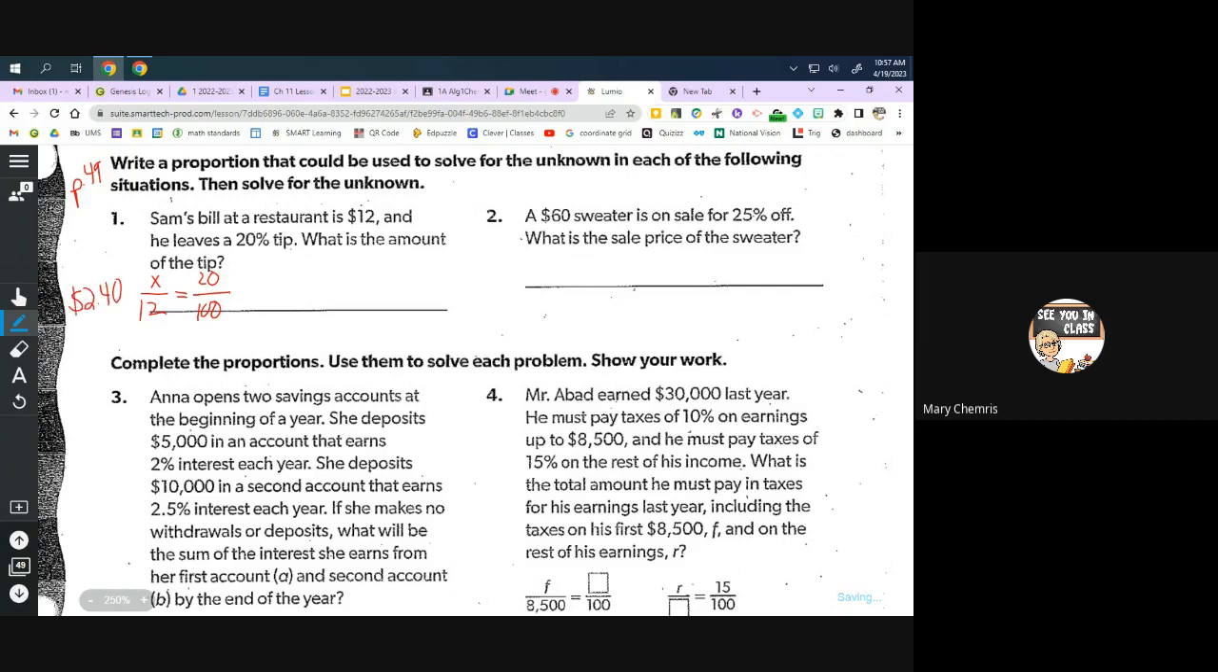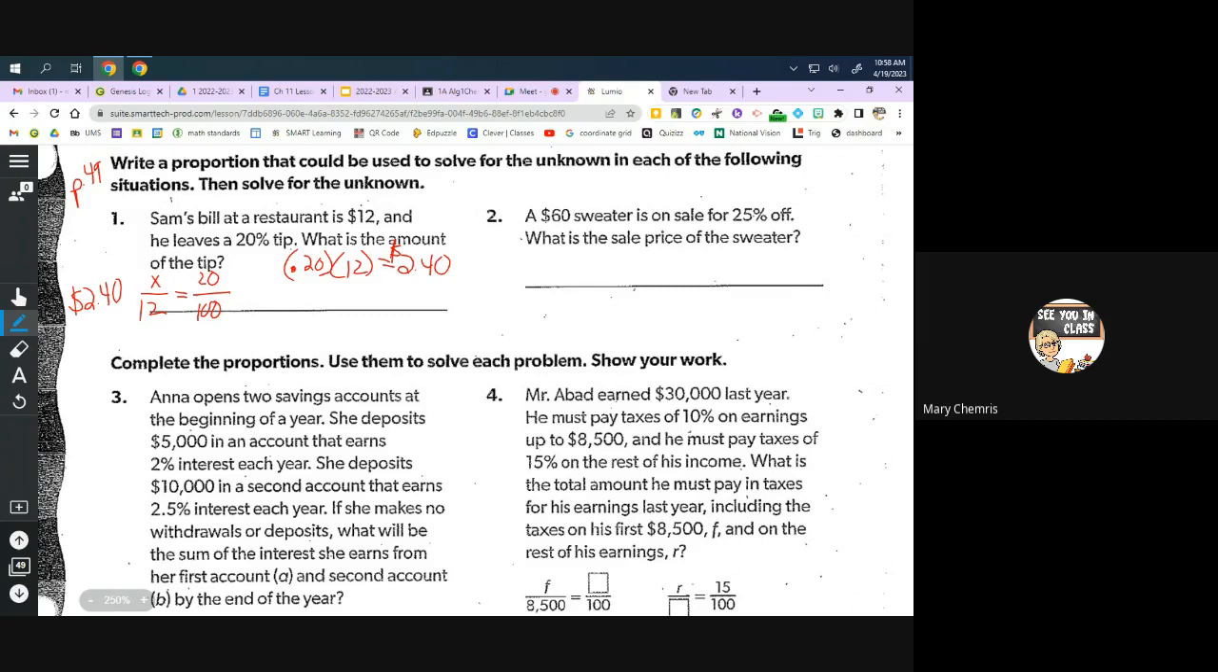And because this just says what is the amount of the tip, another way to do it would just be to say what is 20% of 12 and to do it that way to get 2.40. But because it's not asking for the total, it's just asking for the tip, that's pretty much the only way you could do that problem.